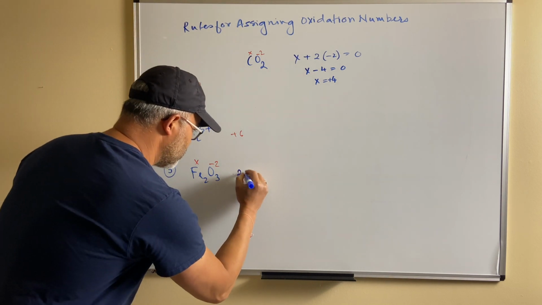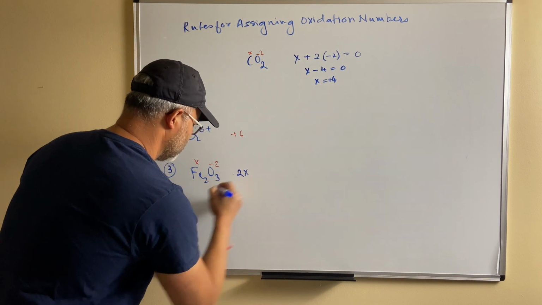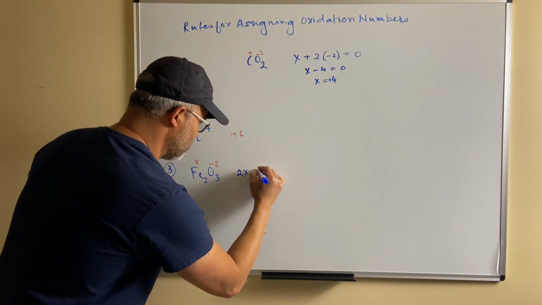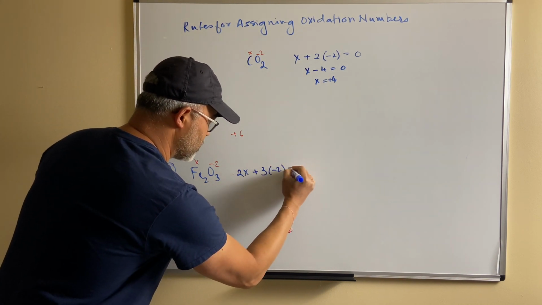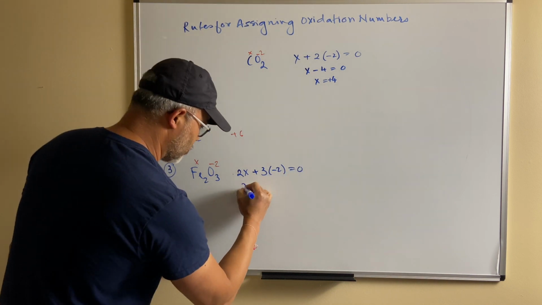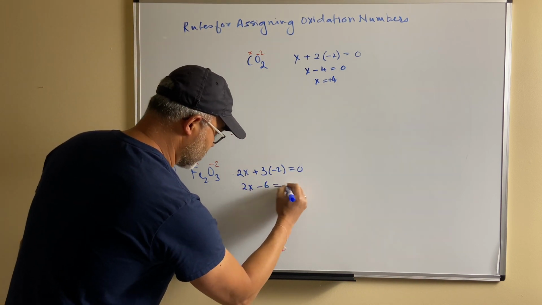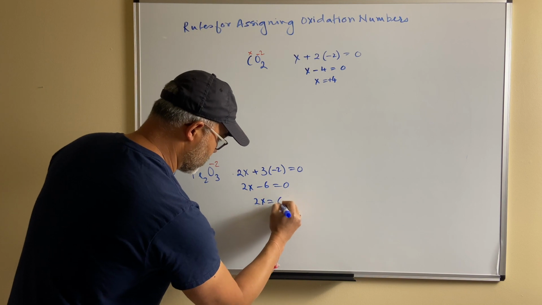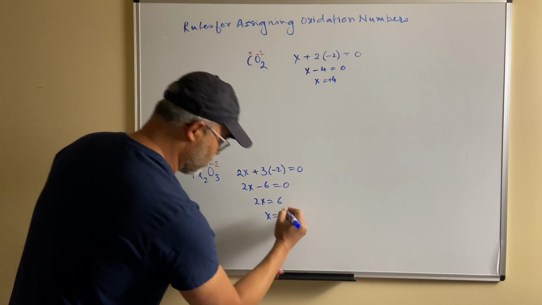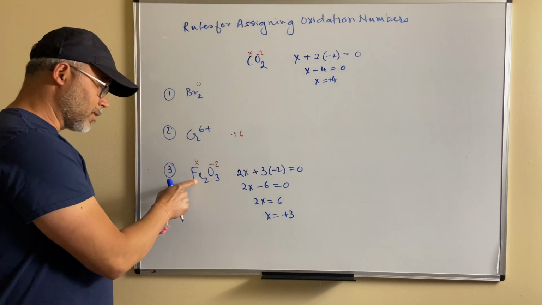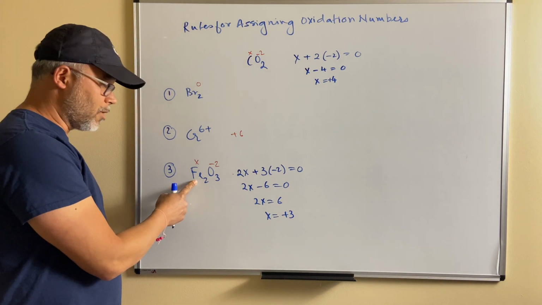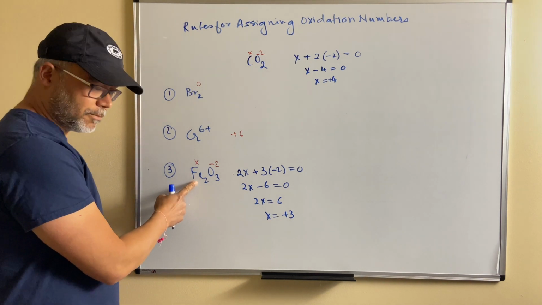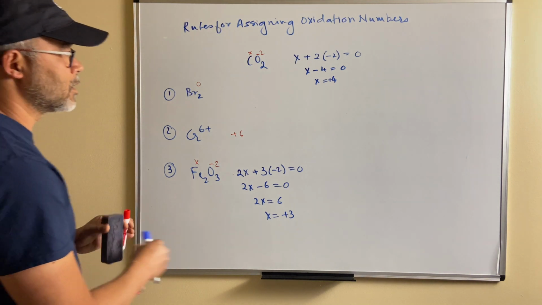we do 2X, because there are 2 irons, plus 3 times -2 is equal to 0. So 2X minus 6 is equal to 0. 2X is equal to 6, so X is equal to +3. So the oxidation number of iron in this compound is +3. Here's another one.